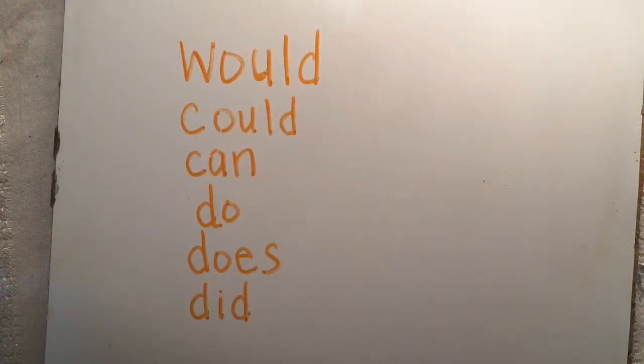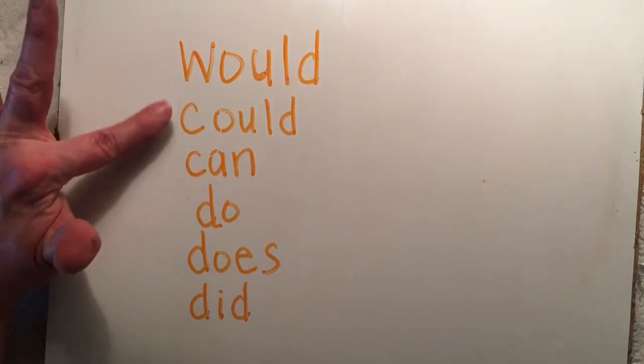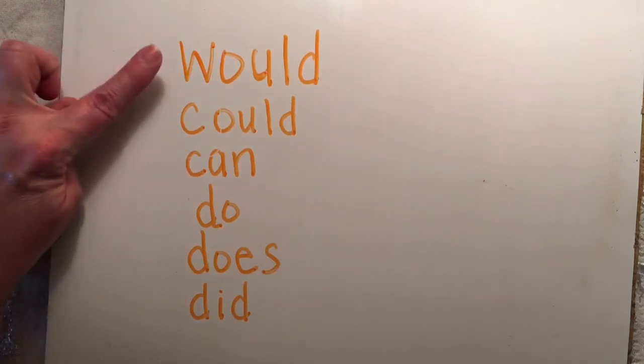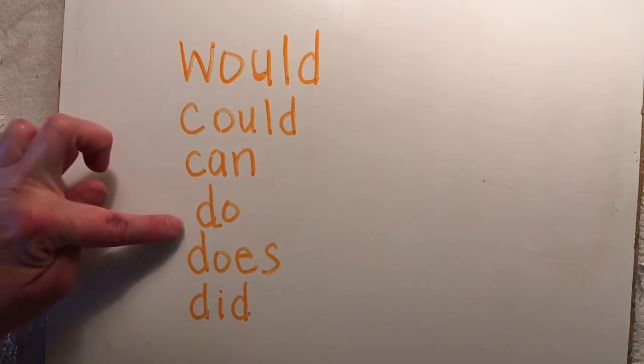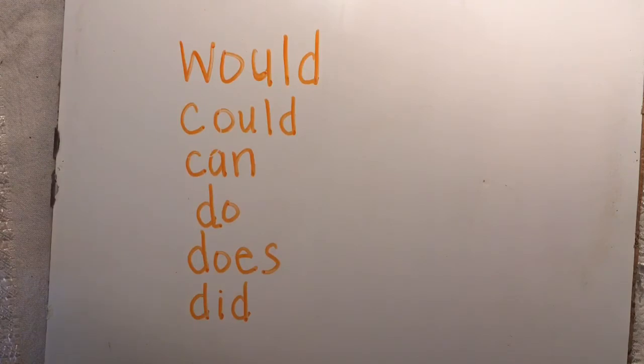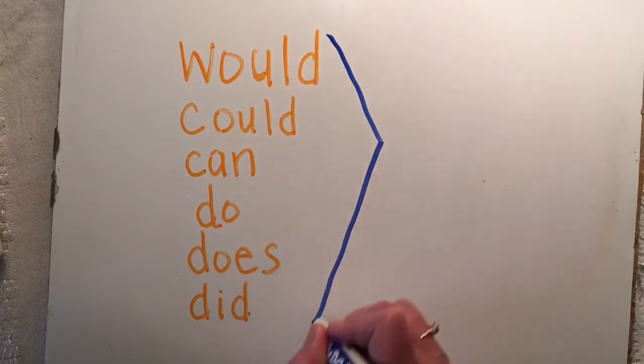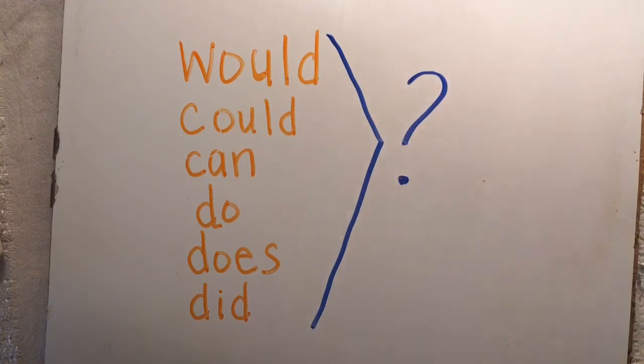All right, we have another list of familiar sight words. Let's practice the sight words twice, and then we're going to discuss these sight words a little bit more. Would, could, can, do, does, did. Would, could, can, do, does, did. Now, these sight words are very special when they come to a sentence. If you see one of these words at the beginning of the sentence, you know to end your sentence, you have to have a question mark.